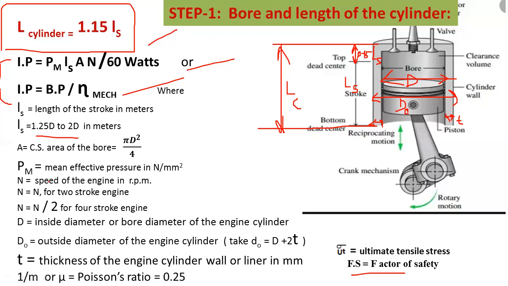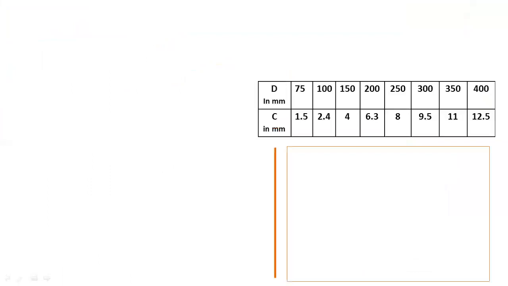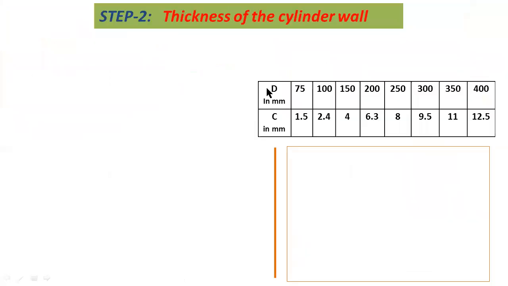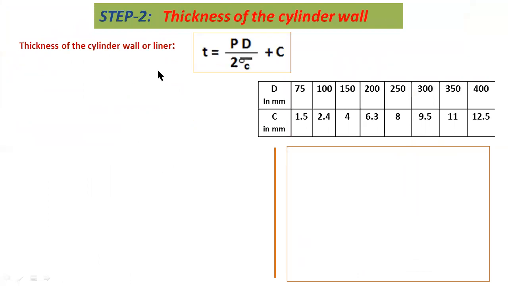So this is step 1. Now I am going to explain step 2, that is thickness of the cylinder. Thickness of the cylinder means thickness of the wall. In the second step I am going to design the thickness of the wall. The thickness of the cylinder wall is denoted by the symbol T. The formula for thickness of the cylinder wall: T equals PD by 2 sigma C plus C.